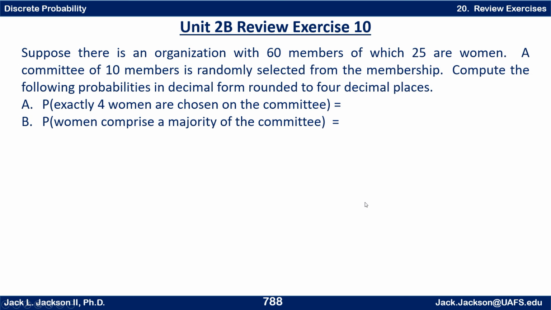Okay, one more for this video. Suppose there's an organization with 60 members, of which 25 are women. A committee of 10 members is randomly selected from the membership. Compute the following probabilities in decimal form, rounded to 4 decimal places. The probability that exactly 4 women are chosen on the committee, and the probability of women comprising a majority of the committee. Press pause now.